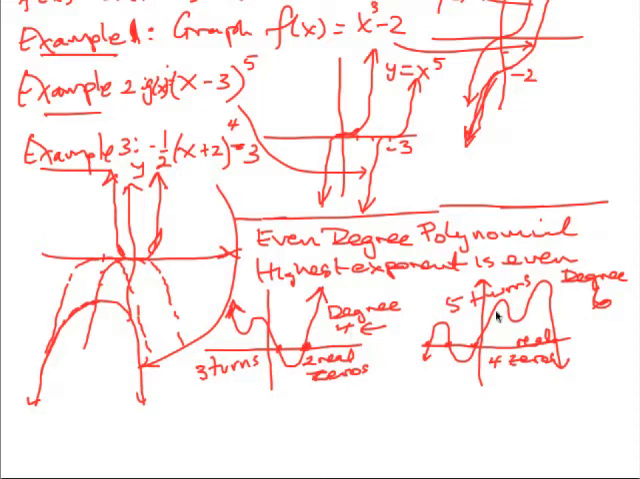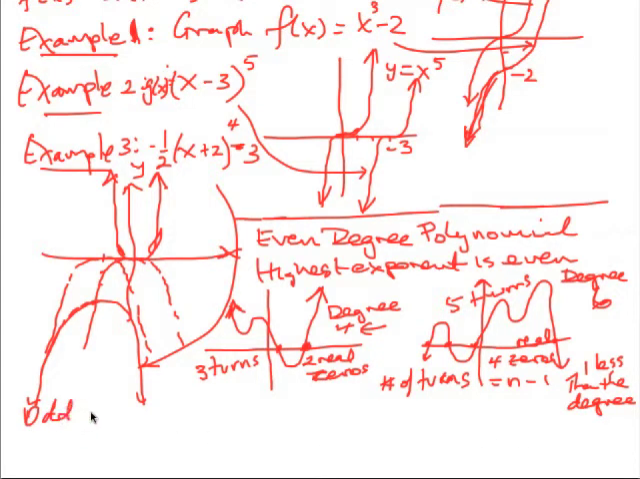If I had degree 8, I could do it again. And of course, we would have 7 turns. And you can see that the number of turns is 1 less than the degree. It's equal to n minus 1, 1 less than the degree. Right, the next thing I want to talk about is what about an odd degree polynomial?